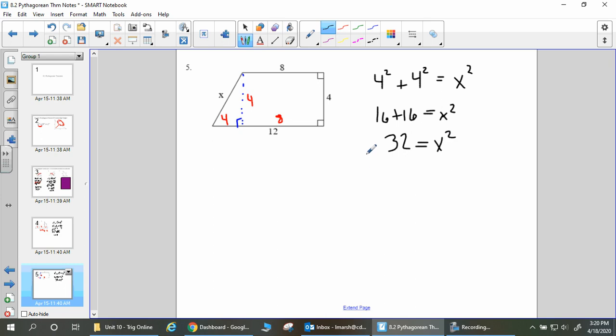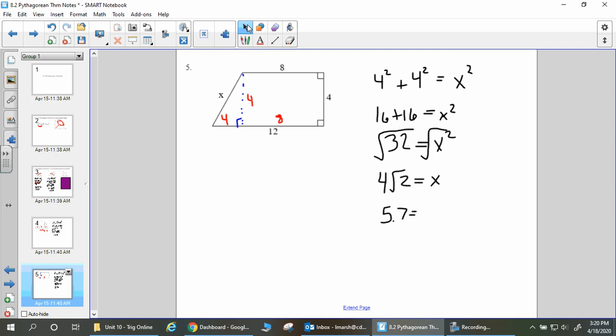And the last thing we're going to do is take a square root. Break down your 32. You would get 4 square root 2. And then also take the square root on a calculator. And as a decimal here, I'm looking at a 5.7. Okay, so again, just a quick review, Pythagorean theorem, make sure you're putting everything in the correct spot.